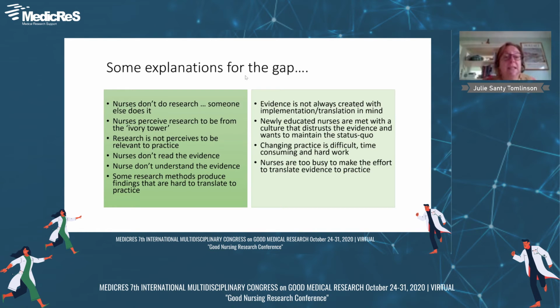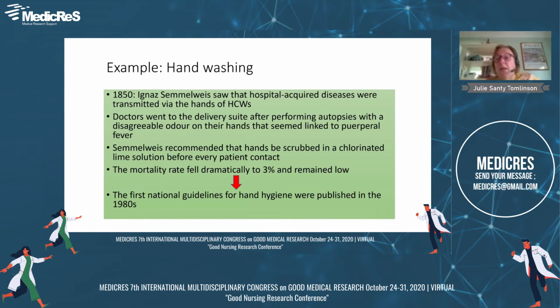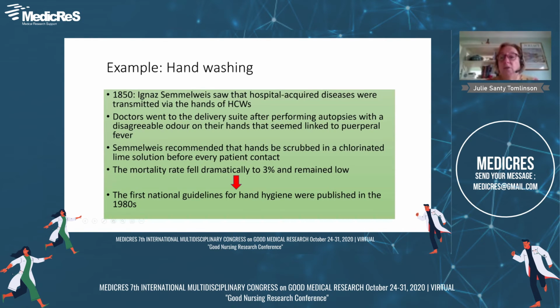But we still have this raft of evidence from the last 30 or 40 years that we know has been problematic to put into practice. So what I want to use as an example of that is hand washing, because it's something that all nurses do, no matter what setting they work in, what kind of patients they work with. And I think it's very relevant at the moment. So let's just have a little look at the history of hand washing.